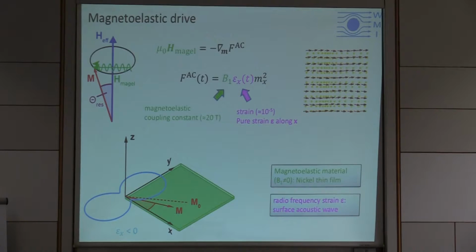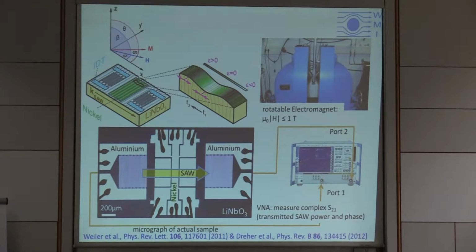You also notice that there are some particular directions. If I have my M0 parallel to x, then I'm already at an extremal point of my uniaxial anisotropy, and therefore drive is inhibited, same as here. So I expect strong drive only if the magnetization M0 is somewhere in between the y and the x direction.